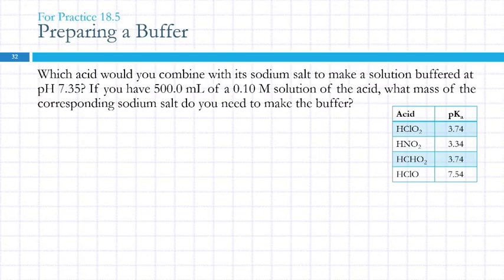Okay, so we need to make a buffer with a pH of 7.35, and it's asking which acid we would choose. So these are 4 weak acids, and we're going to choose one of them, and that'll be the acid, and then we'll use the sodium salt as the conjugate base. So if we want a pH of 7.35, what kind of a pKa are we looking for? Yeah, as close as possible. So here we've got a bunch of 3s and a 7. So it's kind of clear that we want that last one.